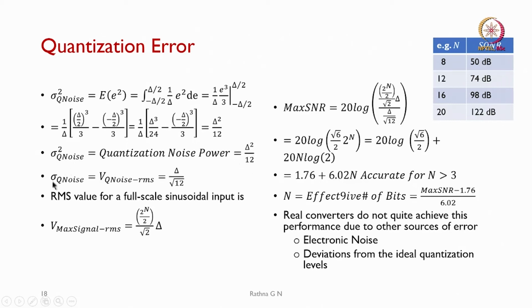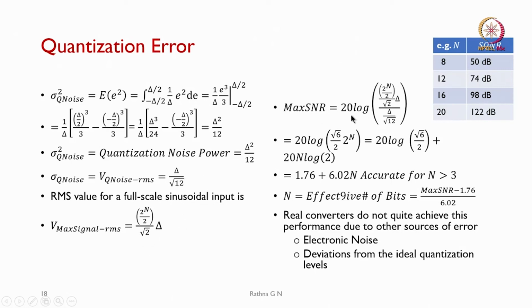Then the voltage quantization noise RMS value is given as delta by square root of 12. The RMS value of a full scale sinusoidal input, if your maximum signal RMS value is represented as 2 power n by 2 divided by root 2 into delta, then we will be calculating the maximum signal to noise ratio. This is my signal and this is my noise.